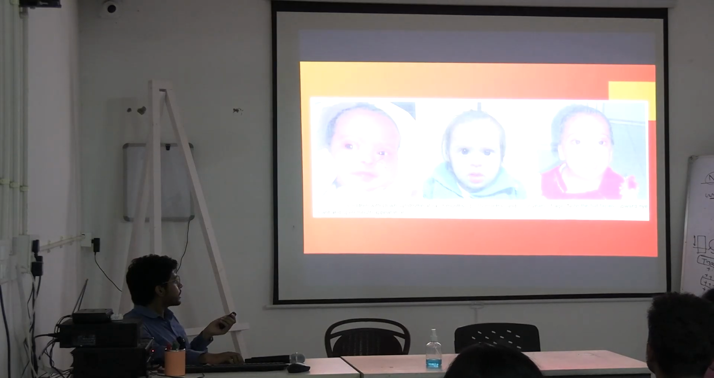These are 3 pictures, at 3 months, at 15 months and at 2 years of age. This is more prominent Down syndrome, where Mongoloid Slant is present, flat nasal bridge, and there is a protruding tongue. Okay.